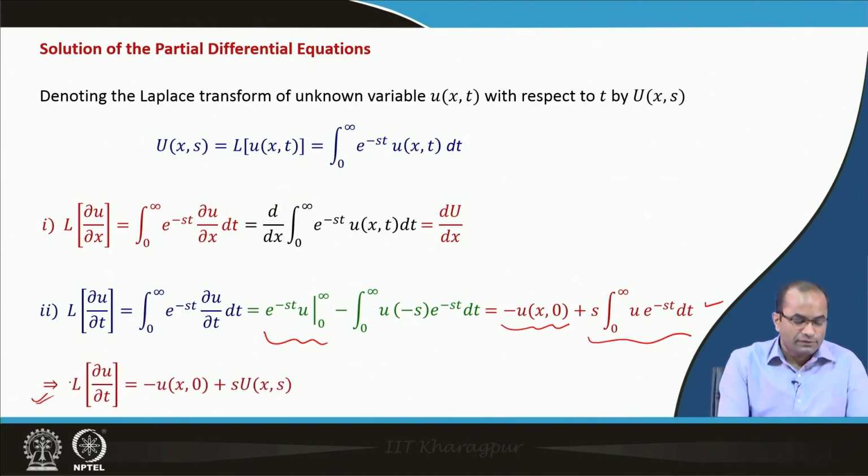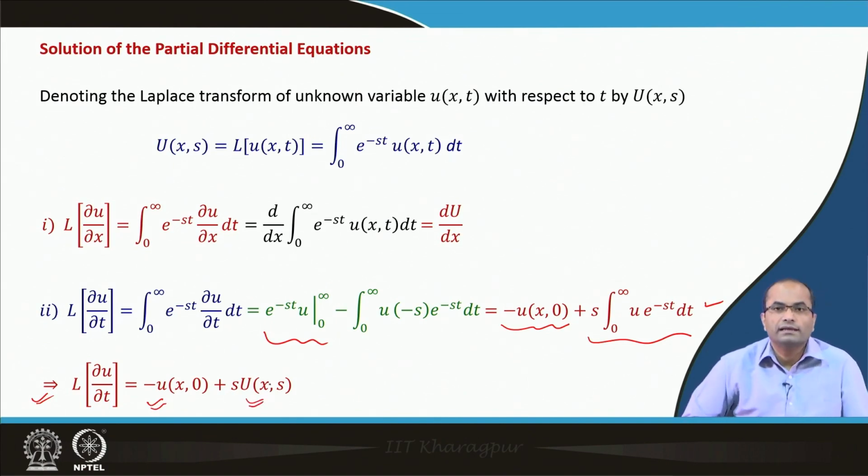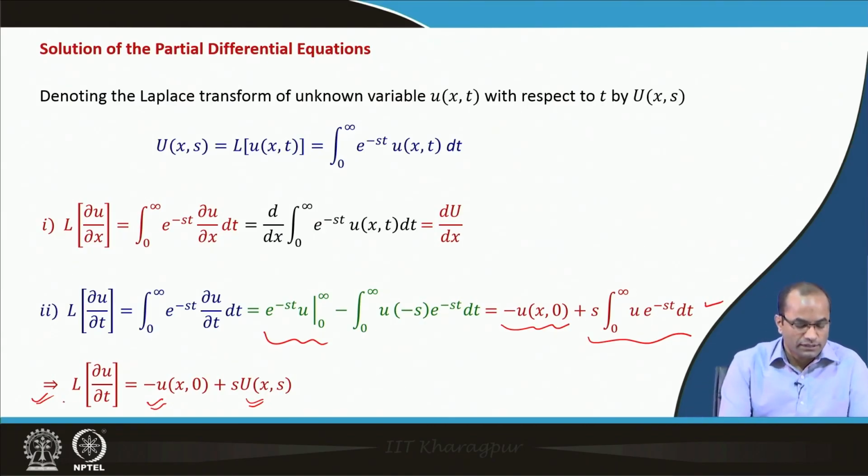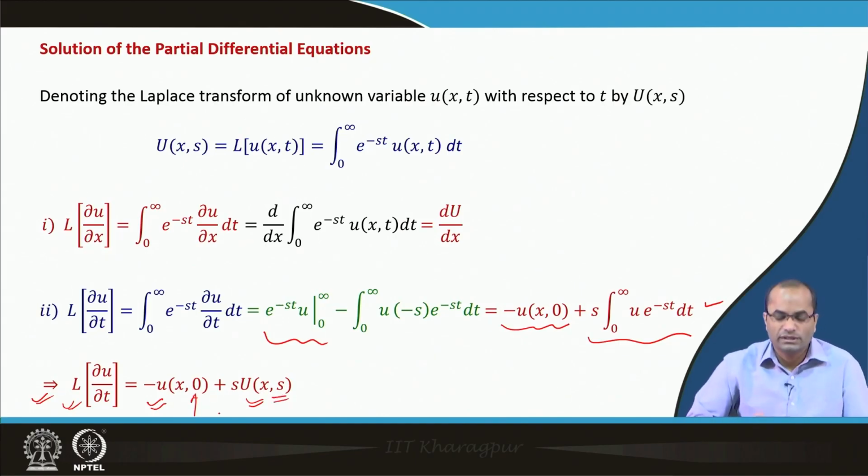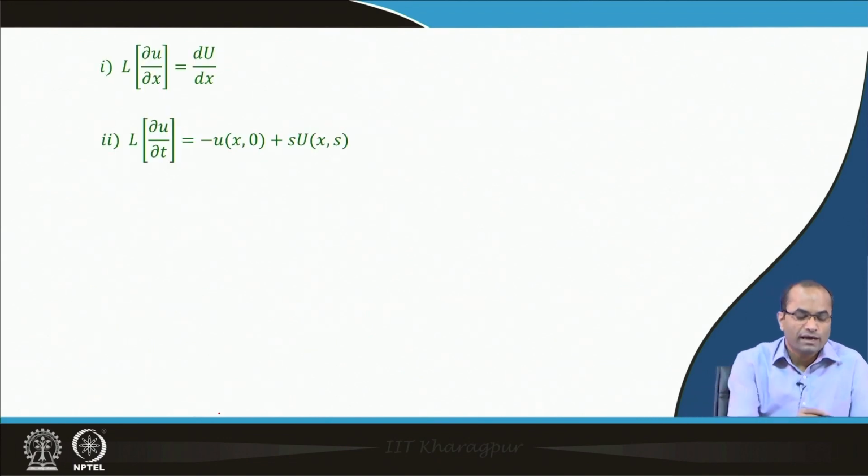So, when we are taking the Laplace transform with respect to t, ∂u/∂t will be minus u(x,0) plus s U(x,s). This is precisely the derivative theorem, because this is the derivative with respect to t, and we are taking the Laplace transform also with respect to t. So, this derivative theorem will work now. We have minus u(x,0) with t replaced by 0, and s U(x,s). So x will remain as it is, and with respect to t we have the derivative theorem.